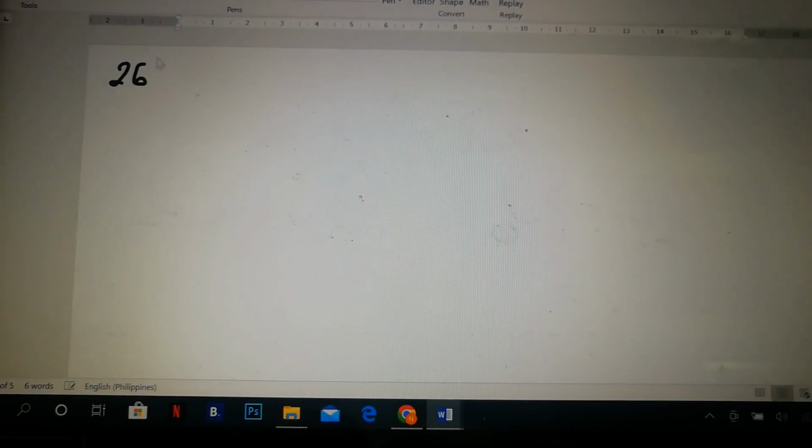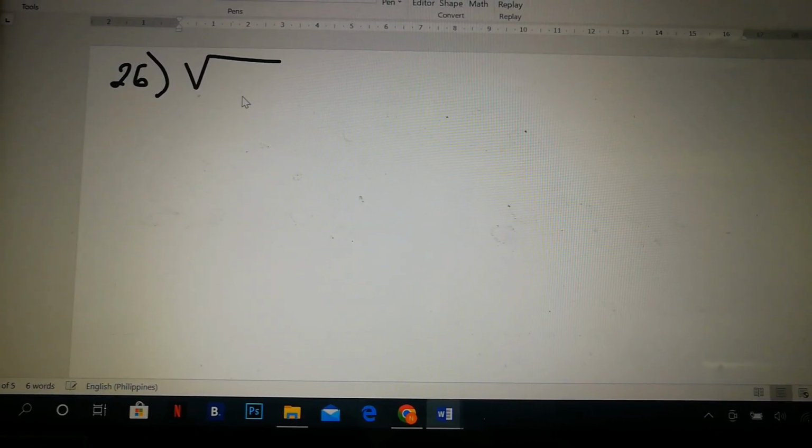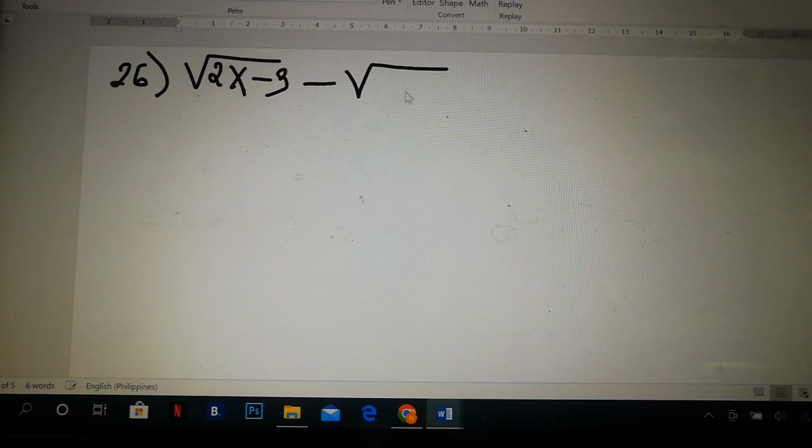Okay, so let's see number 26. So 22, 24, similar to number 18. So let's try number 26. Square root of 2x minus 3 minus square root of x plus 5 is equal to 0.